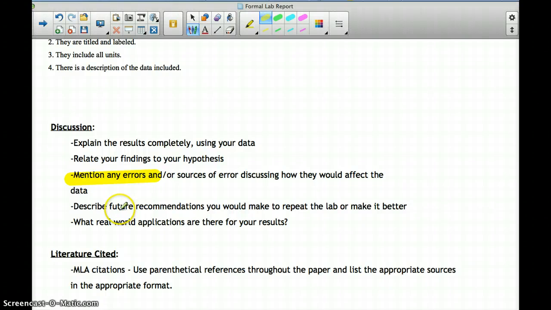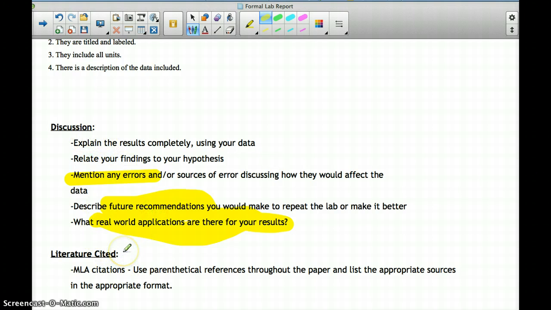And you want to describe future recommendations. If somebody was to run this lab again, what would you say to them? What would you say? Hey, do this, this will work out a little bit better. You're also going to want to discuss the real-world applications for your results.